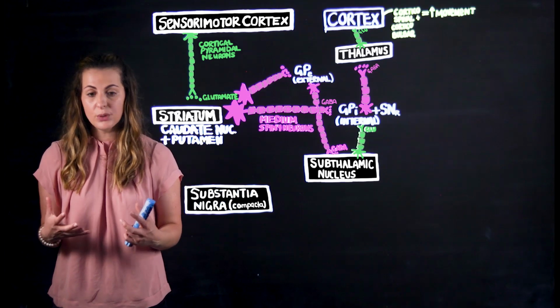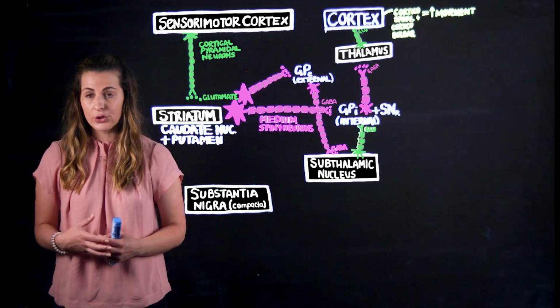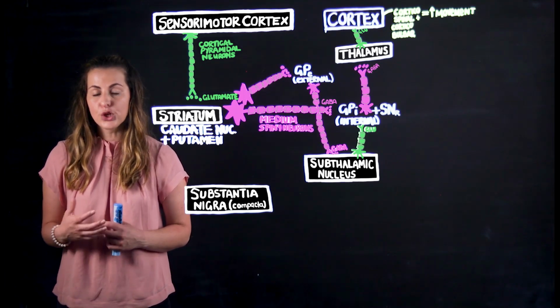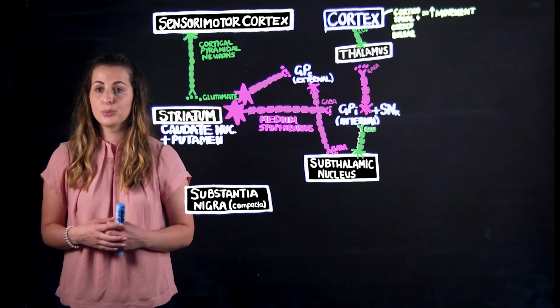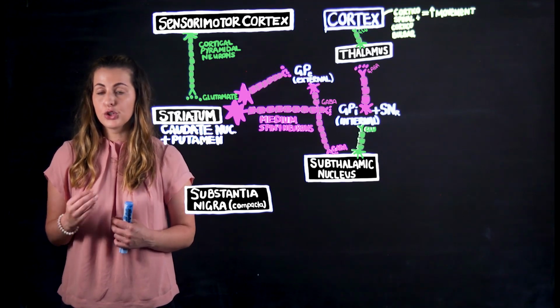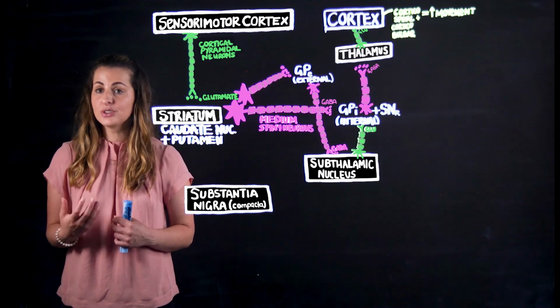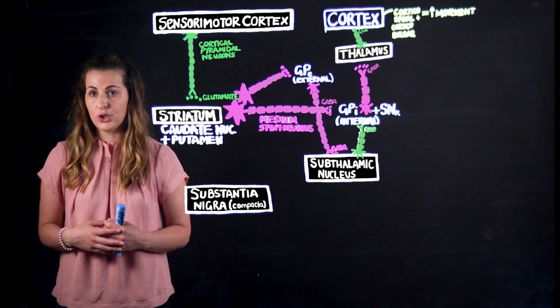You should be familiar with the fact that located in the substantia nigra pars compacta, we have dopamine neurons. Our dopamine neurons are going to communicate with or output to the striatum. In the direct pathway, the dopaminergic neurons from the substantia nigra are going to synapse with the D1 receptors on our median spiny neurons.